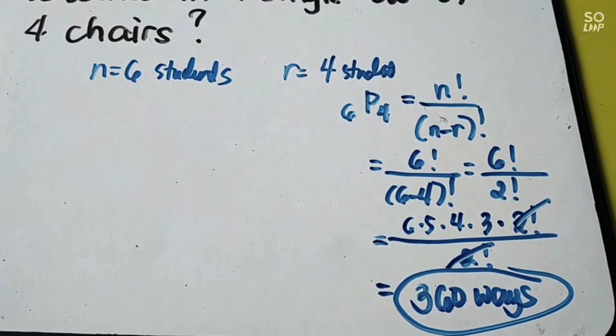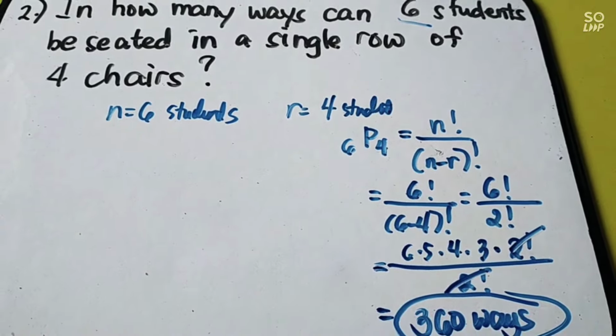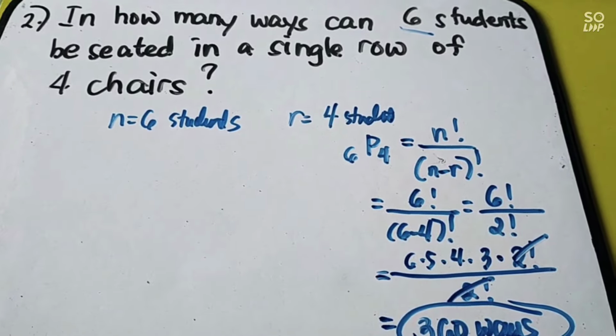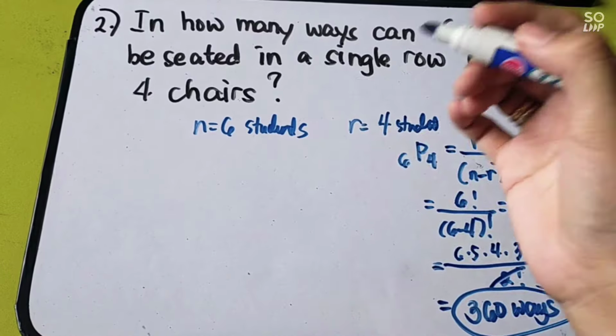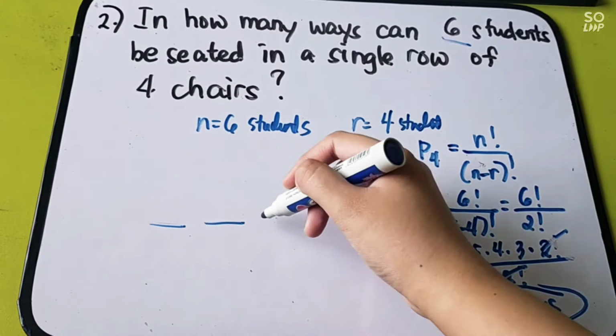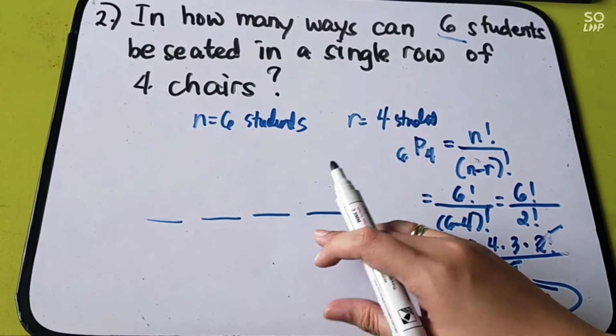So, 360 ways sila pwede mong i-arrange. Okay? Next tayo, another solution. In this case, 4 na chair lang ang involved. So, 1, 2, 3, 4. Yan lang yung imumultiply natin, yung 4 na yan.